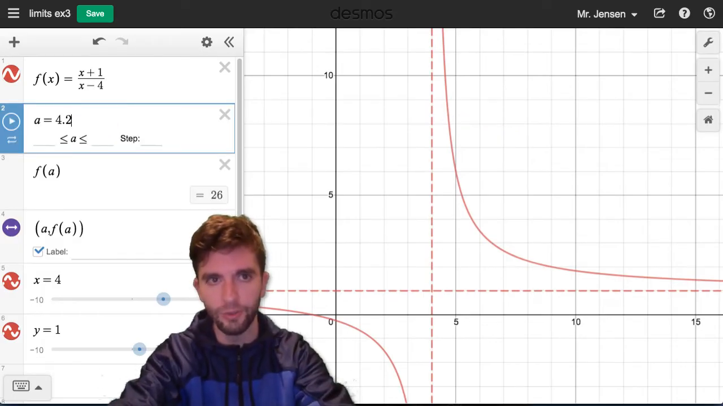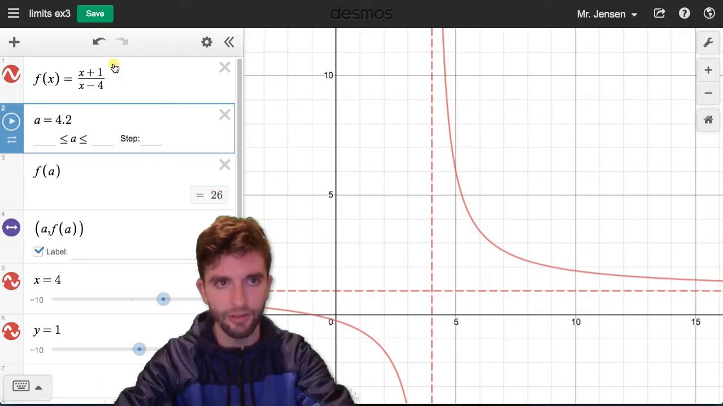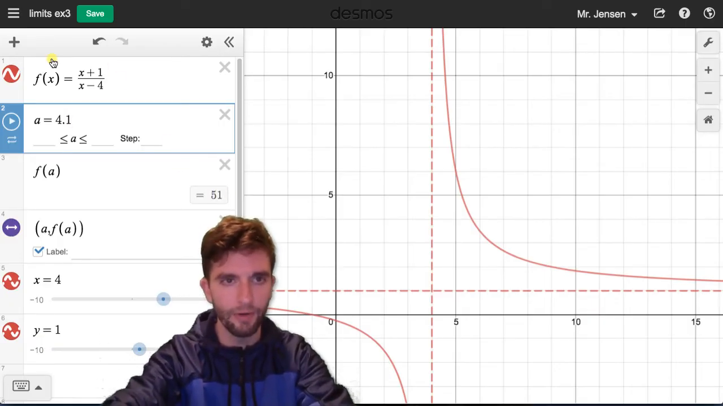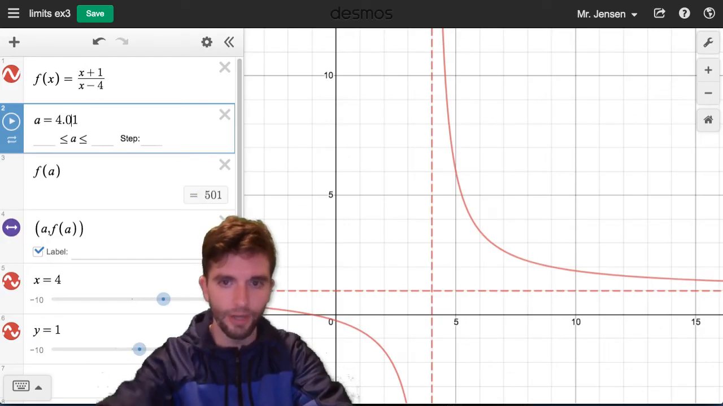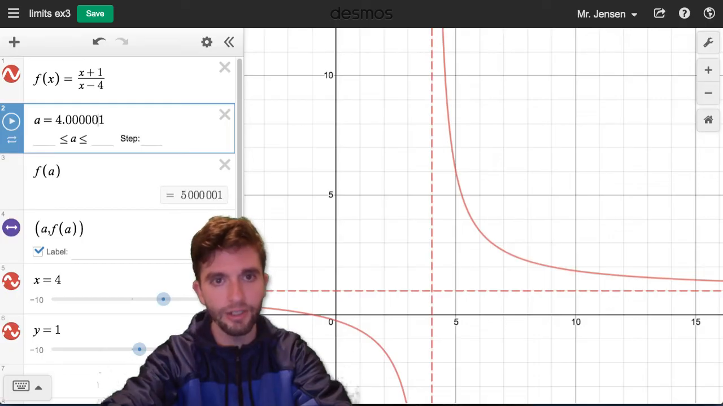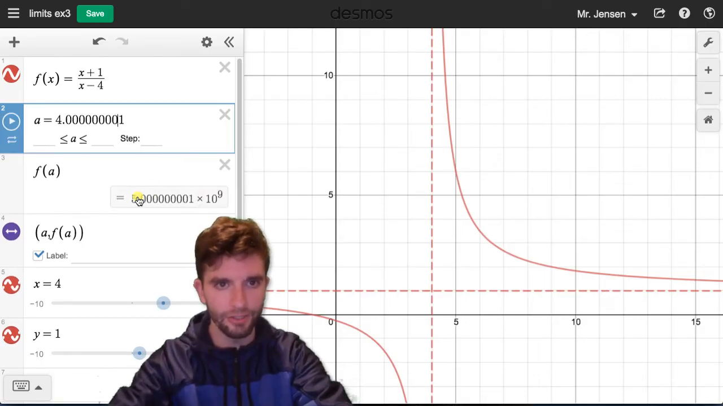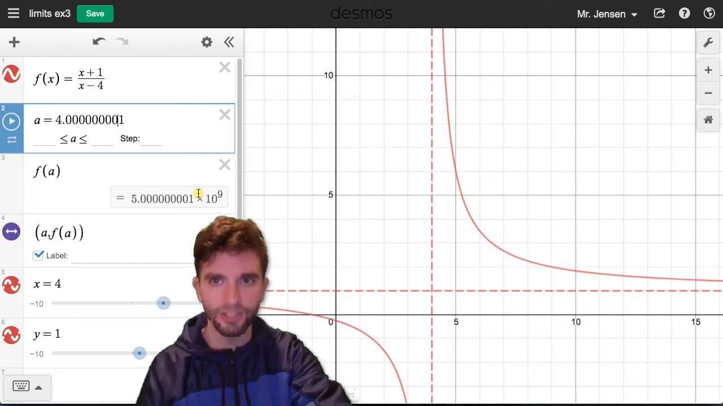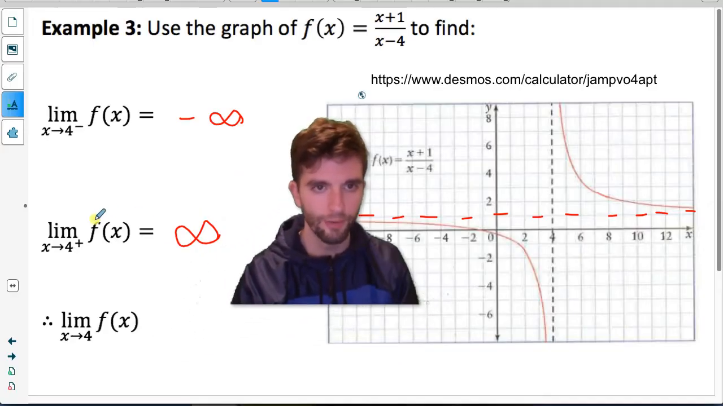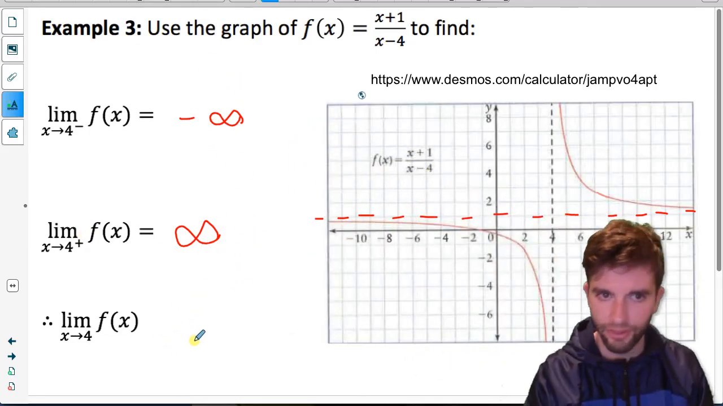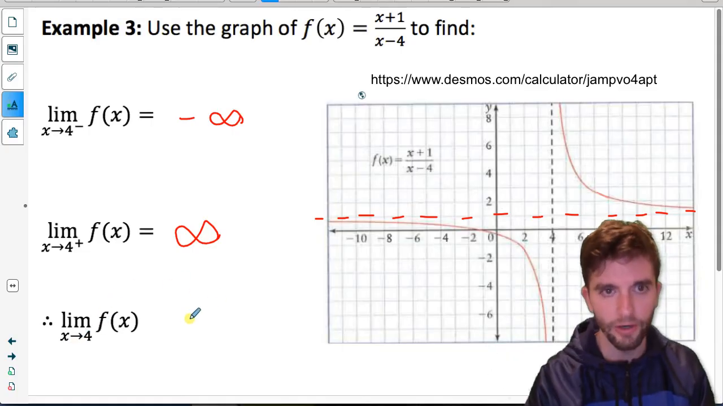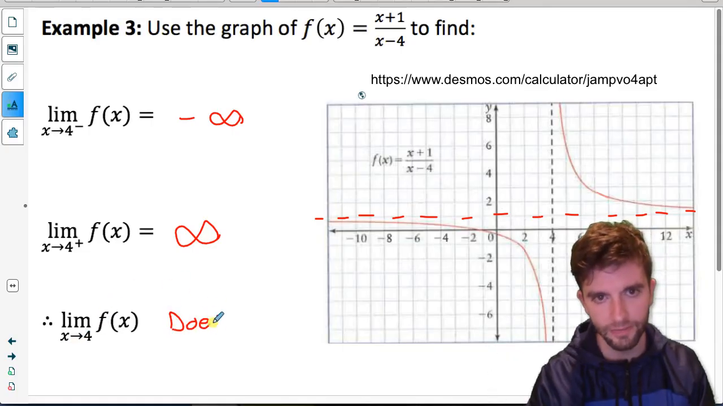So like 4.2. The y value is now 26. How about 4.1? The y value is now 51. How about 4.01? The y value is 501. And keep adding in zeros here. And notice the y values are just going up and up and up. They're going off to positive infinity. So the limit of the y values as x approaches 4 from the right side of 4 is infinity. So since these two limits are not the same, we say the limit as x approaches 4 does not exist.